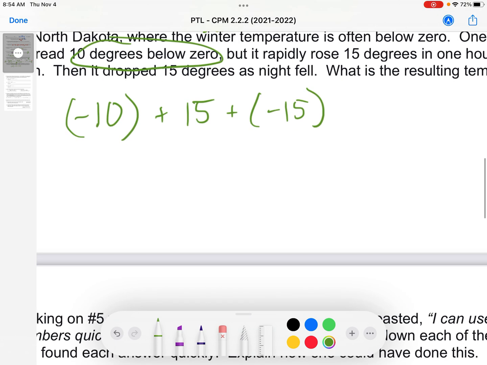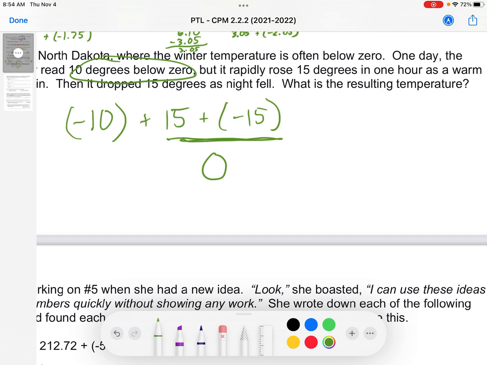What do we know? That's a change of 0, right? 15 and a -15, they cancel, right? Kind of just cancel each other's movement. So my answer would be back at -10 or 10 below 0, right? Again, I don't need parentheses on that.